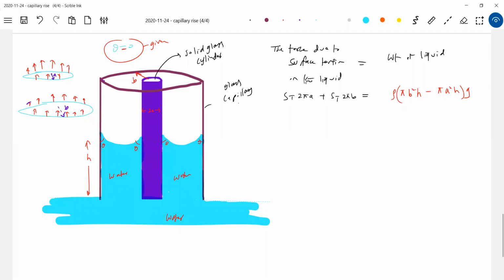We wanted the expression for h, no? So therefore h is equal to 2 pi ST, 2 pi will get cancelled out. So 2 ST (a plus b) by rho g into (b square minus a square). So therefore h equals 2 ST by rho g (b minus a). So this is the height to which the liquid will rise inside this capillary tube if you put some solid glass cylinder.